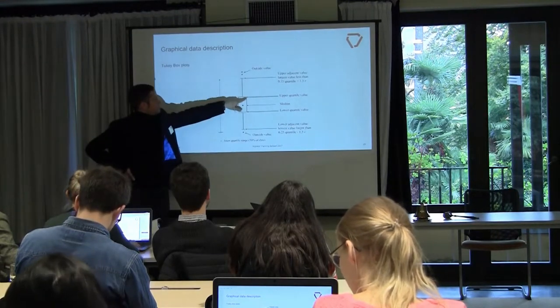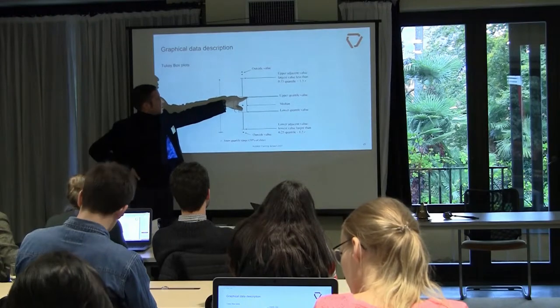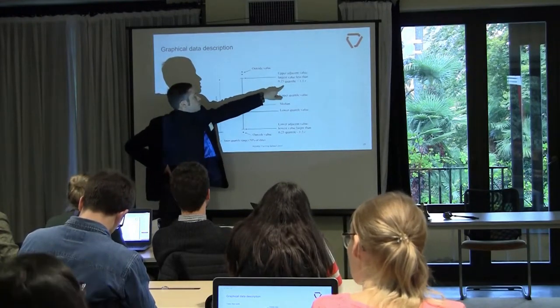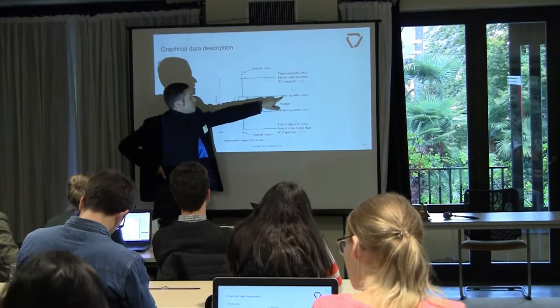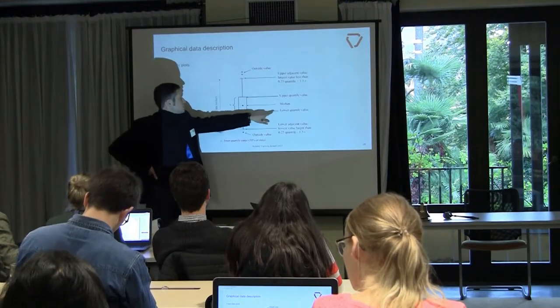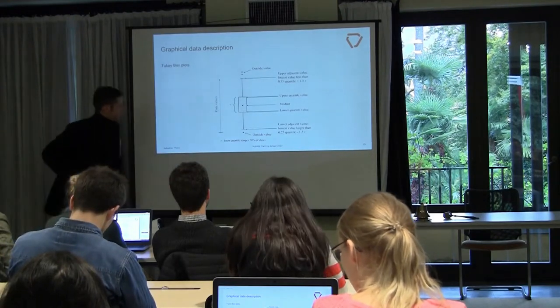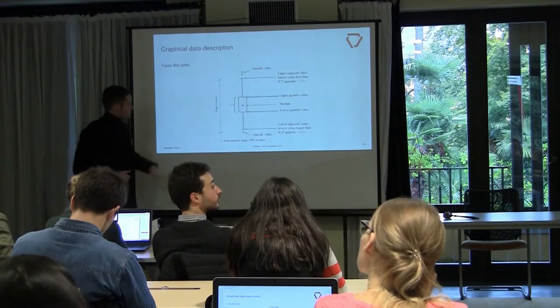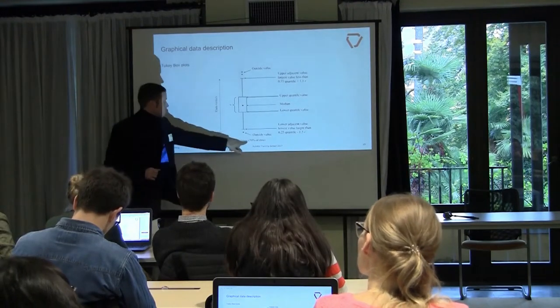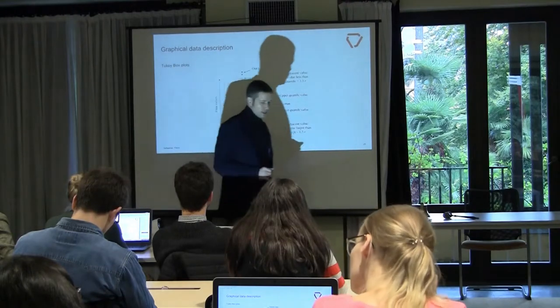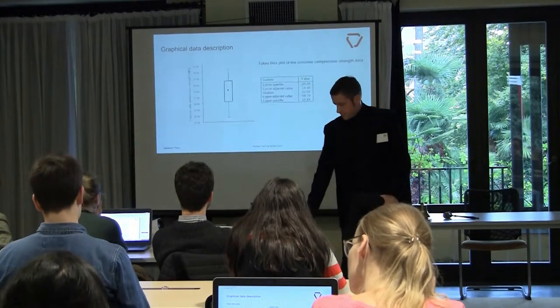So we have here the upper quartile. The upper quartile is basically the 0.75 quantile, and here the lower quartile, and we have a median indication here. And here is our interquartile range. So that's where 50% of the data lie.